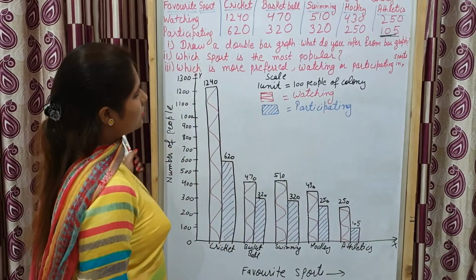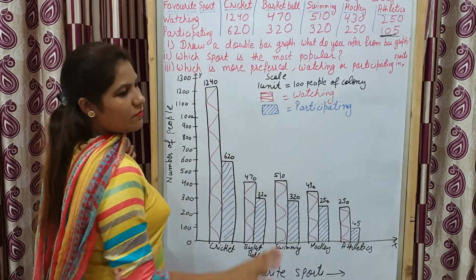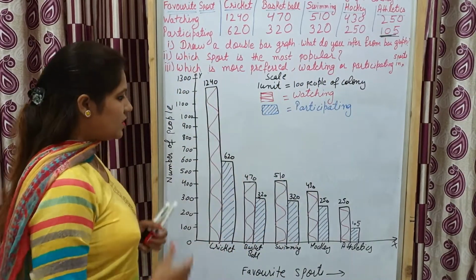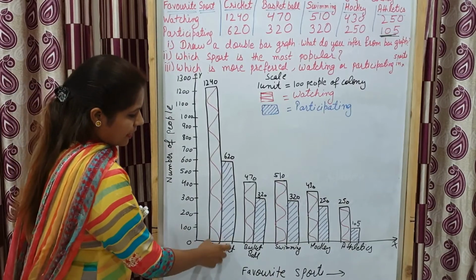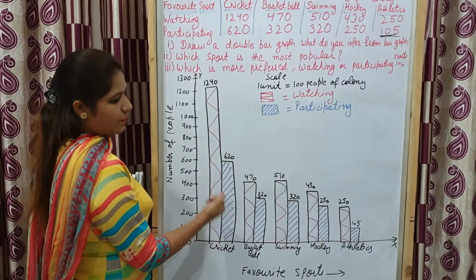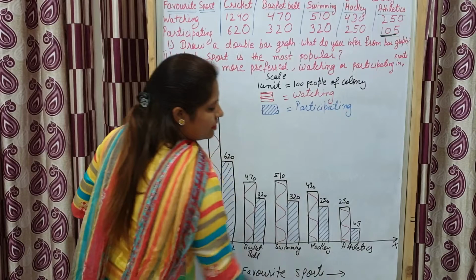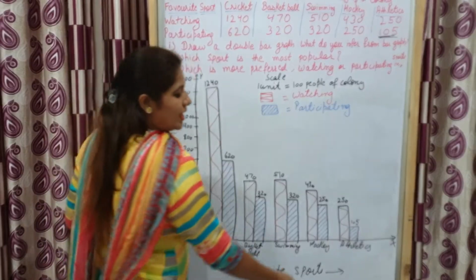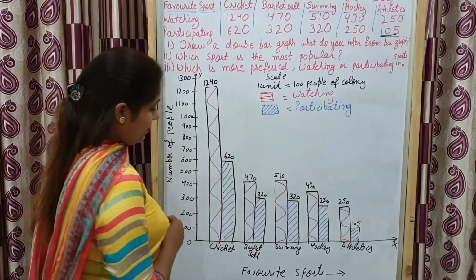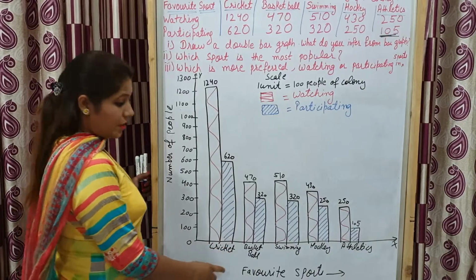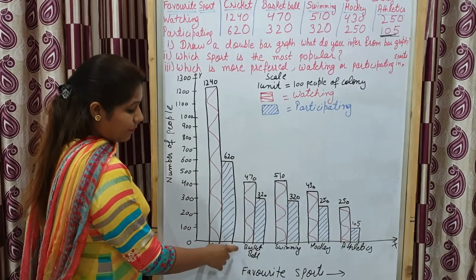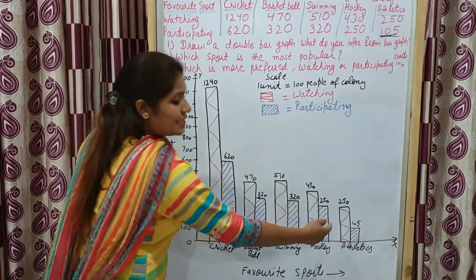Now we have to answer these questions also. See, we have done drawing the double bar graph. What do you infer from the bar graph? See students, if you see carefully, cricket has the maximum number of people, whether in watching or in participating. And in athletics, there is a smaller number of people, whether in watching or in participating. So from the graph, we can say that people prefer cricket more than athletics, or you can say people prefer more cricket and less athletics.